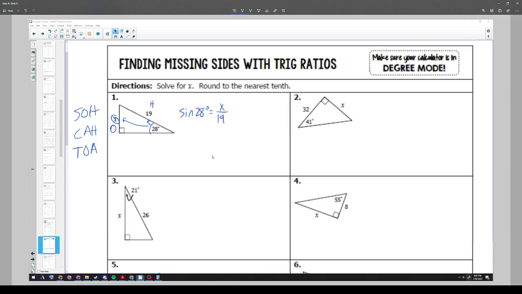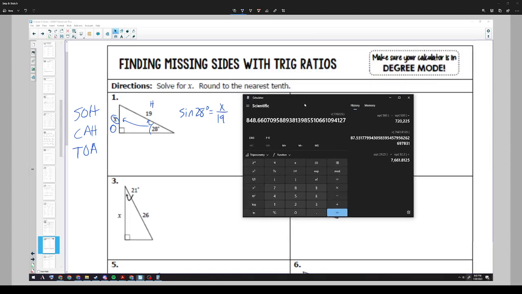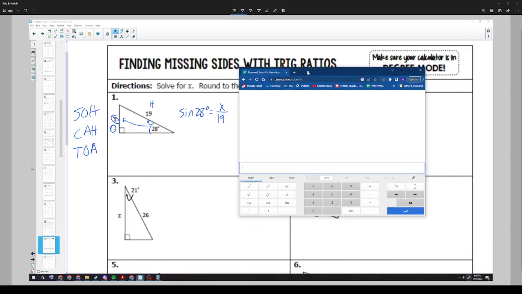Here's where we're going to begin using calculators, because we kind of need to. Sine of 28 is a terrible fraction that we don't want to deal with or don't know off the top of our heads, because it's not one of our special numbers like the 30, 60, 90 or 45, 45, 90. So let's get a calculator. Hold on one sec. Okay, I don't really like that Windows calculator, so I'm going to switch to Desmos. It's a way better calculator.